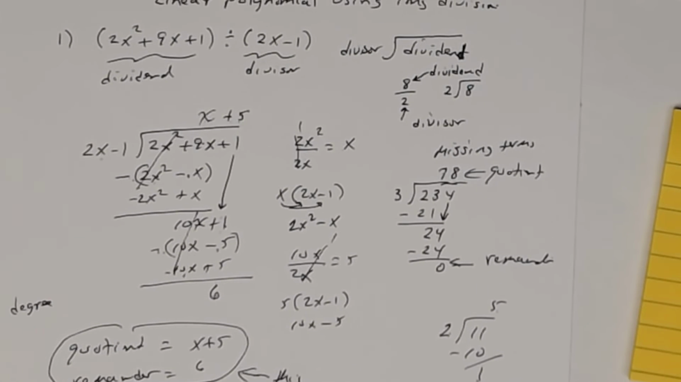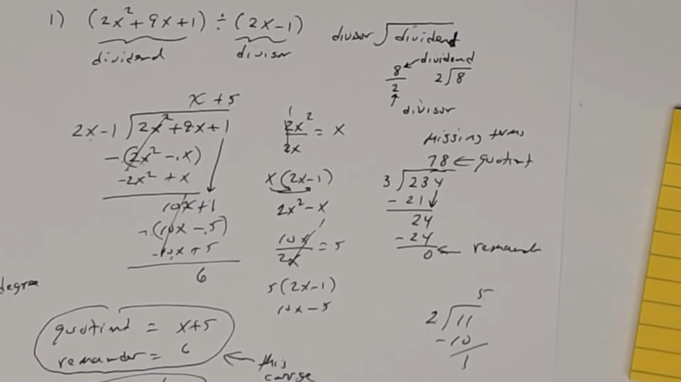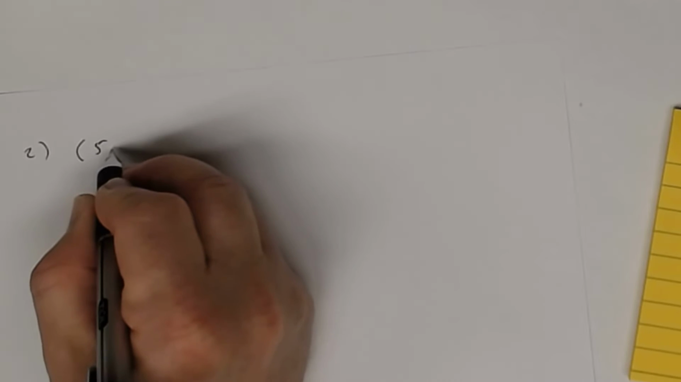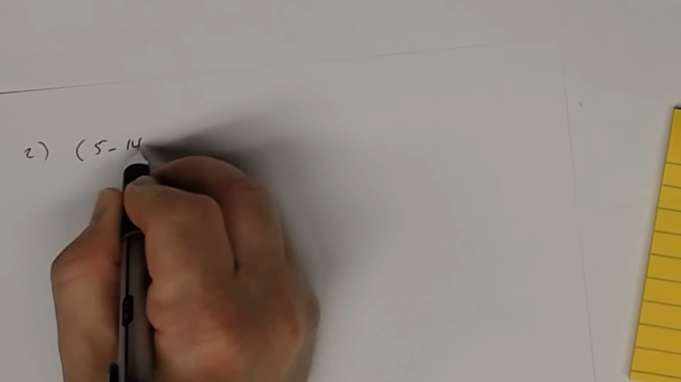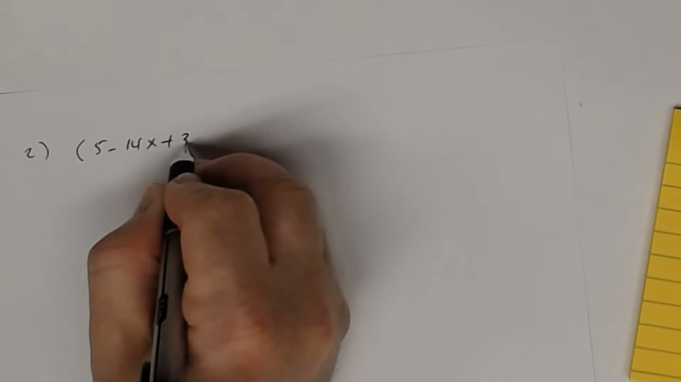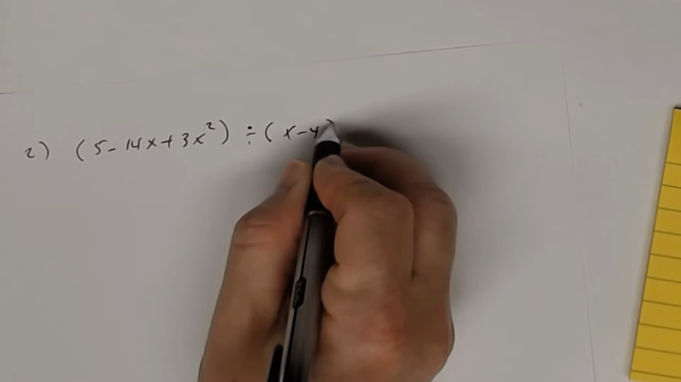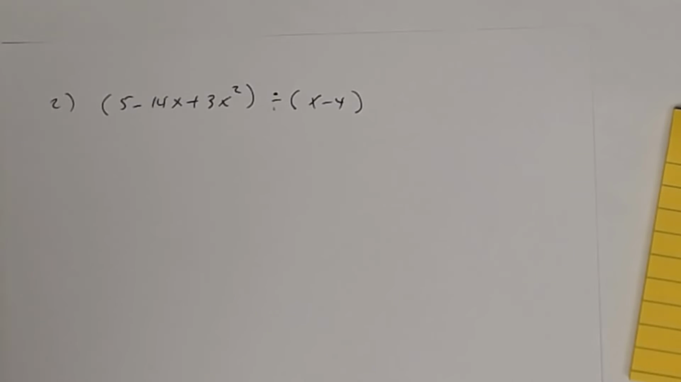All right, just following the steps. Okay, let's look at another one. So the more you do, the easier it becomes. So number 2, we have this example. We have 5 minus 14x plus 3x squared divided by x minus 4. All right, so 5 minus 14x plus 3x squared divided by x minus 4.